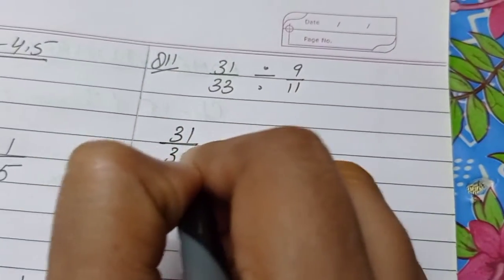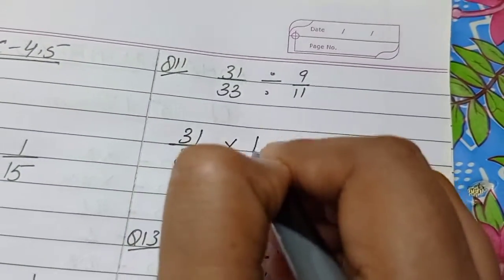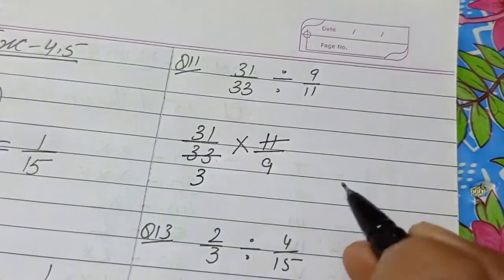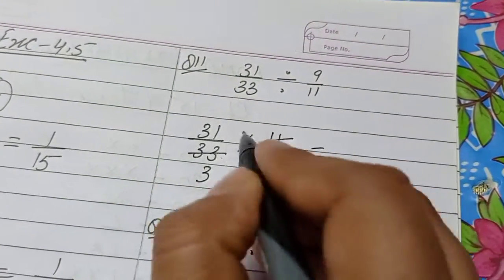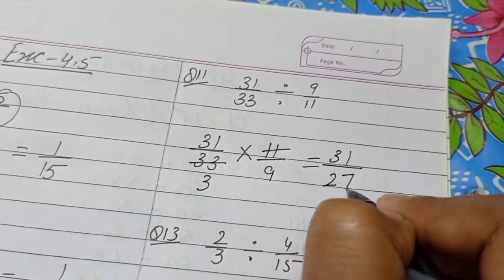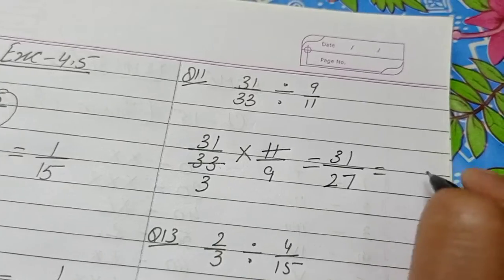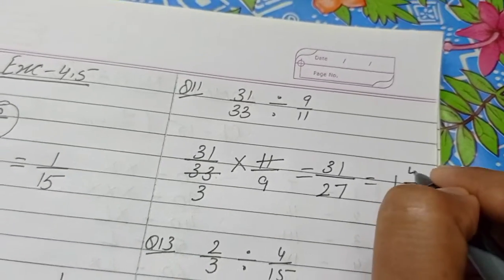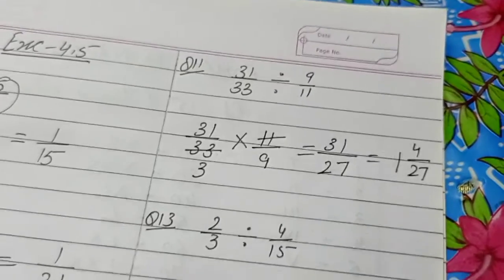31 over 33, change division to multiply. 11 over 9. Now 11 and 33 can be cancelled by 3. Now nothing else can be cancelled. Your answer is 31 over 9 threes are 27. So this is also 1 and 4 by 27. You can divide and write.